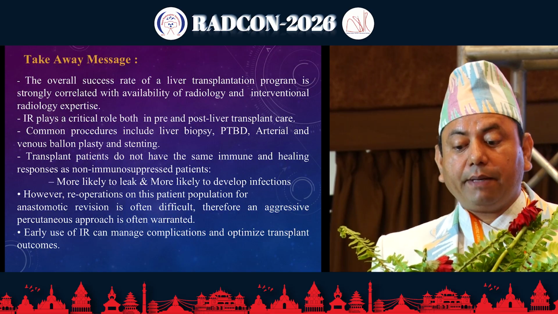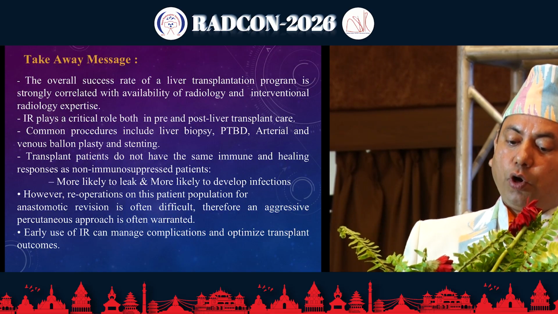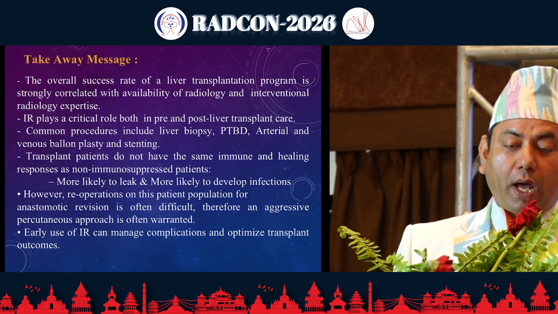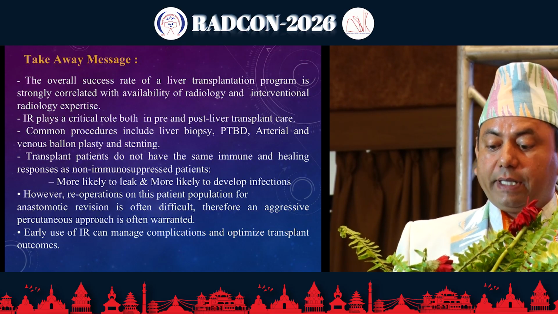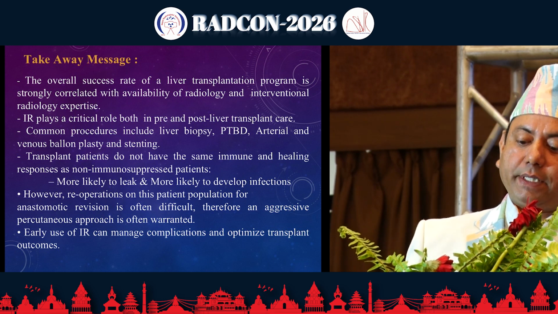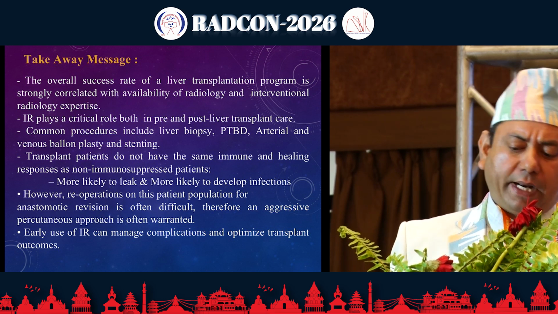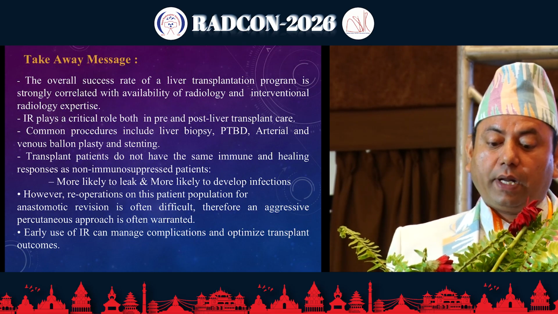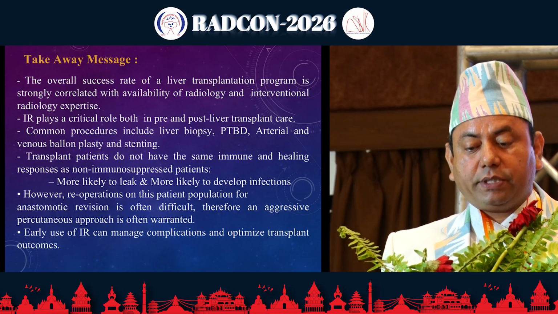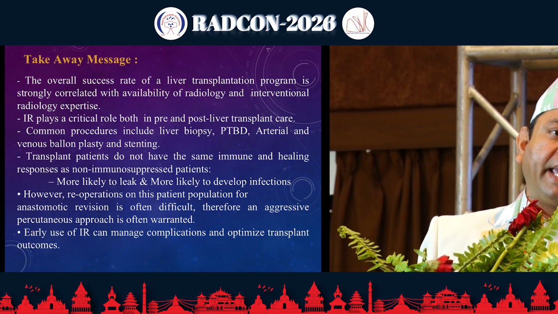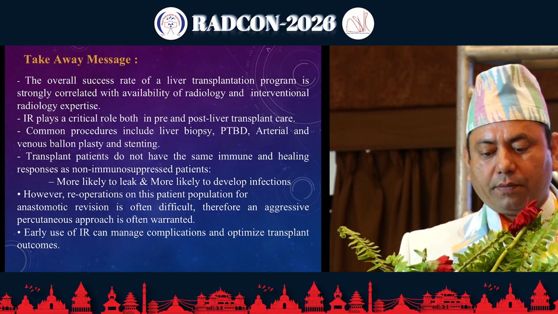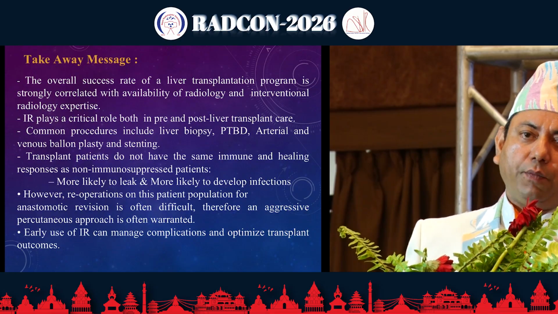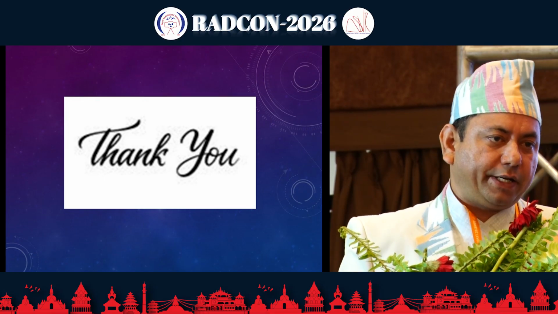Transplant patients do not have the same immune and healing response, and as they are immunocompromised patients, they are most likely to leak and most likely to develop infections. However, reoperation by the surgeons in this population for anatomic revision is awfully difficult, and they don't want to do it either. Therefore, an aggressive percutaneous approach is often oriented. This is where IR comes into play, and we can do a wonderful job. Early use of IR can manage complications and optimize transplant outcomes, and we can move forward. Thank you for your kind attention.